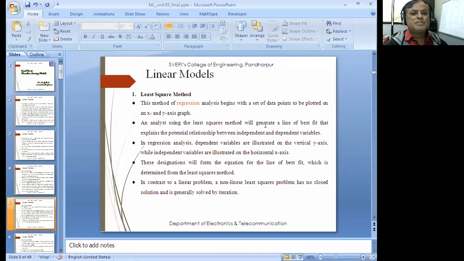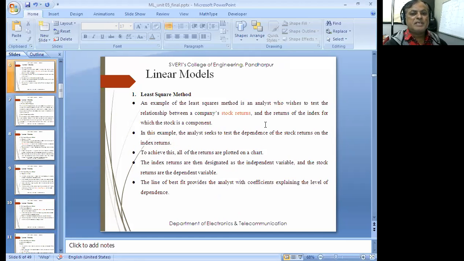So for plotting purposes, we have a set of data points which is plotted on the y and x axis. In regression analysis, dependent variables are illustrated on the vertical y-axis and independent variables on the x-axis. The best example is that it is also used to find the linear relationship between a company's stock return and the index return. So the analyst seeks to test the dependence of the stock return on the index returns. So we come to know that the index is the independent variable and the stock return is the dependent variable.